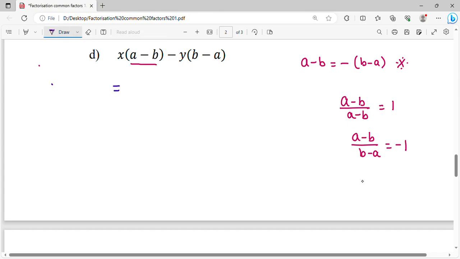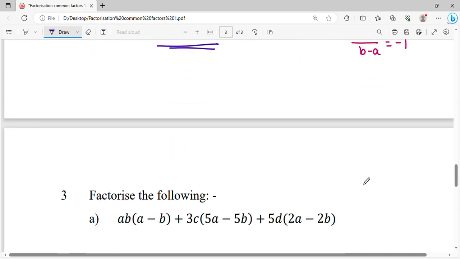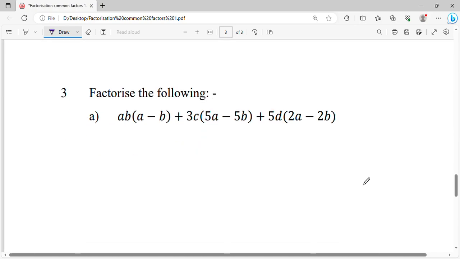So I could write this as x(a minus b). This becomes plus y into (a minus b). So this is nothing but (a minus b) bracket (x plus y). So I would like students, please note this. This is extremely important. All right, let's go on to the next, a little bit challenging question.